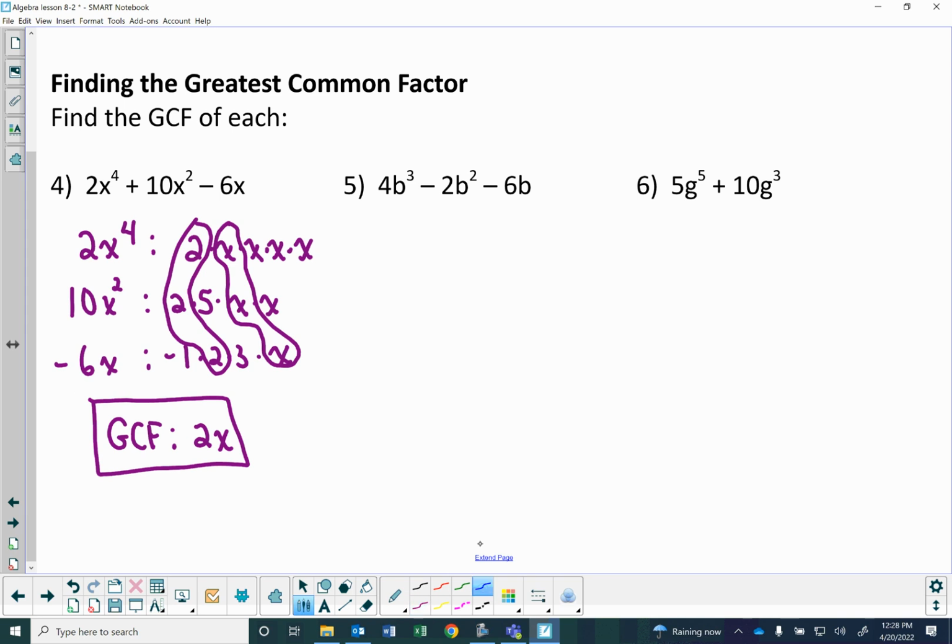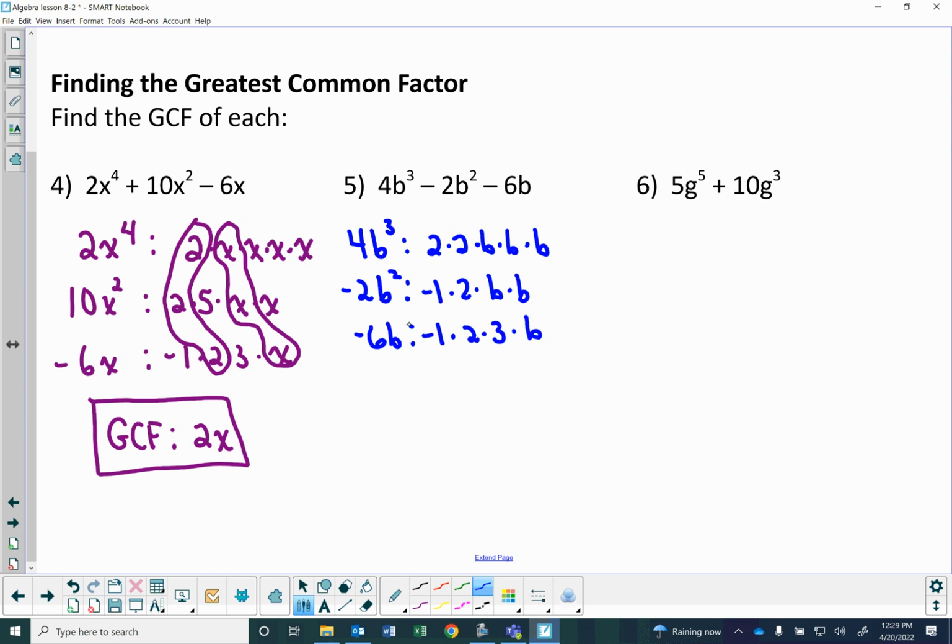Problem number 5 here. So I'm going to have 4b to the third, which is going to be 2 times 2 times b times b times b. Negative 2b squared is negative 1 times 2 times b times b. Negative 6b is negative 1 times 2 times 3 times b. So all I did was break it down to prime factorization.